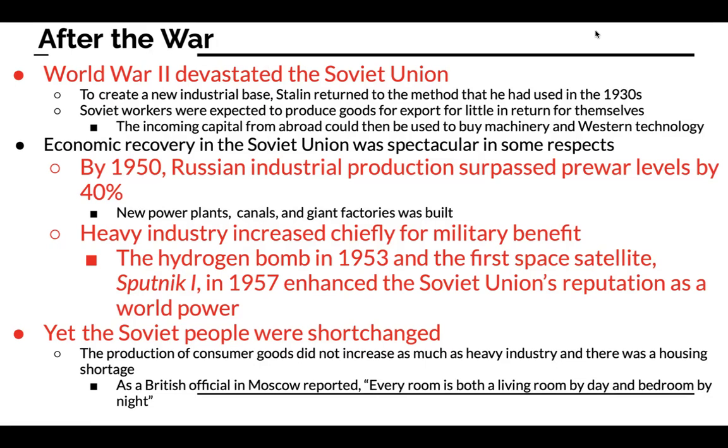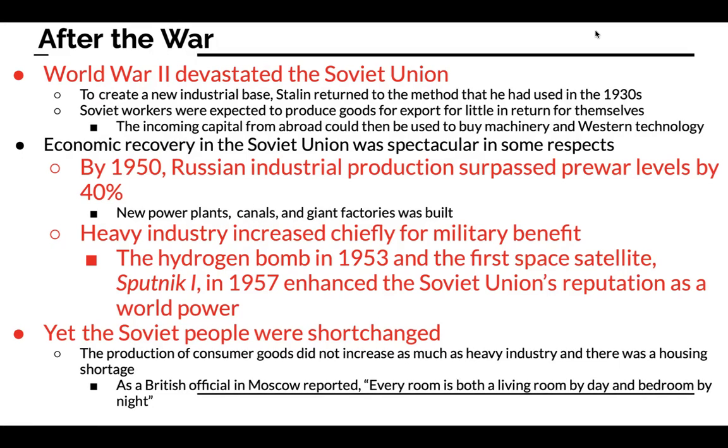Economic recovery in the Soviet Union was spectacular in some respects. By 1950, Russian industrial production surpassed pre-war levels by 40%. New power plants, canals, and giant factories were built. Industrialization finally came, right? Heavy industry increased chiefly for military benefit, though. The hydrogen bomb was tested in 1953, and the first space satellite, Sputnik 1, in 1957 enhanced the Soviet Union's reputation as a world power.